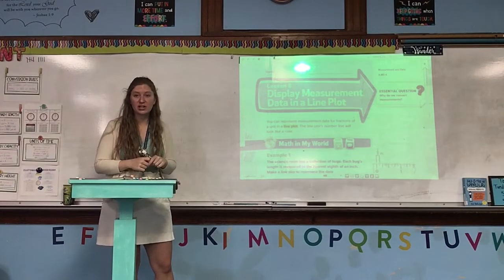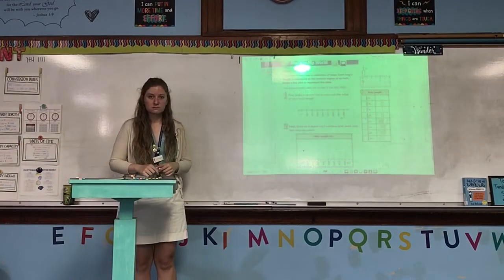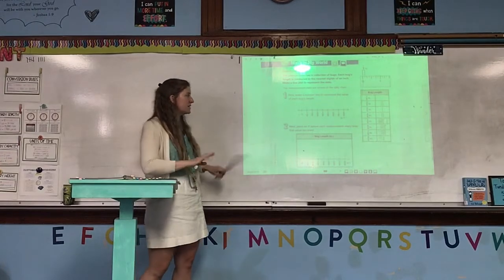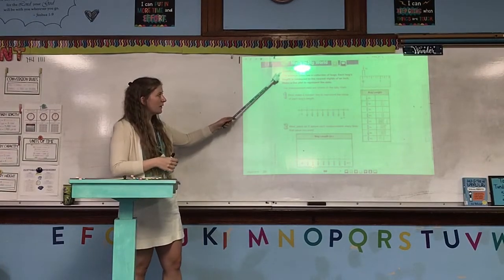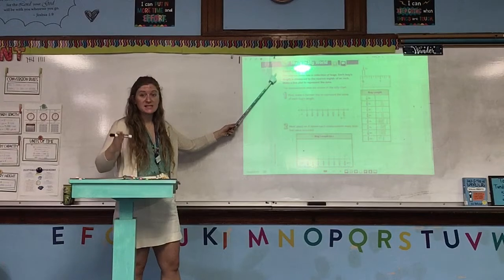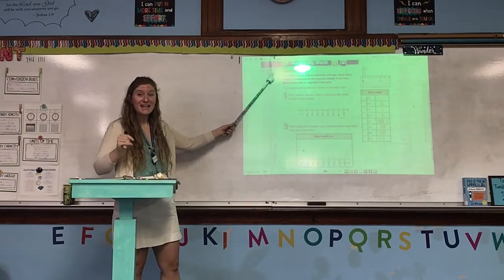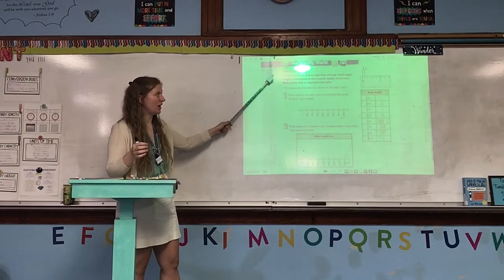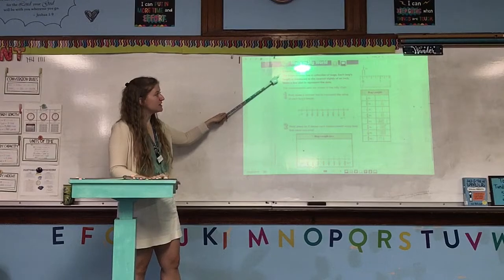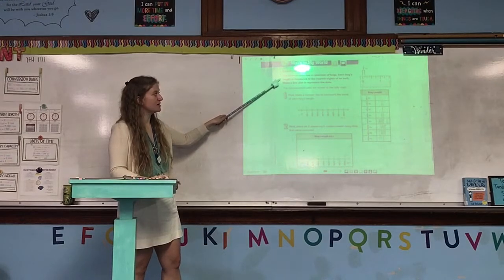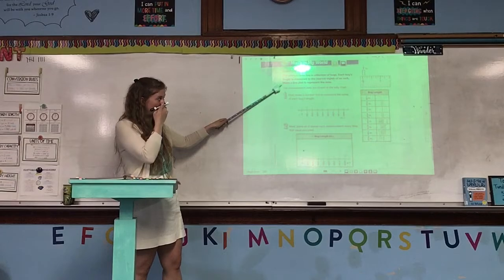So let's go ahead and look at example 1. Okay, so everybody finger or pencil on example 1. This problem will walk us through step by step exactly how to make and then show data on a line plot. The science room has a collection of bugs. Each bug's length is measured to the nearest 1/8 of an inch. Make a line plot to represent the data.